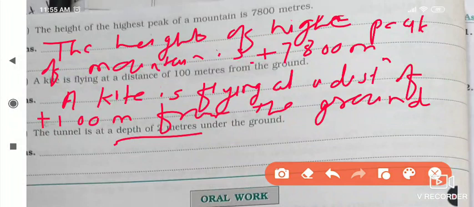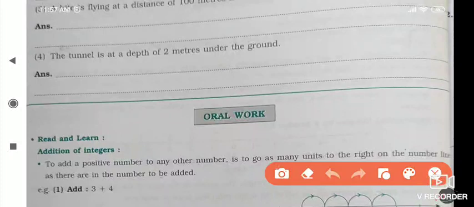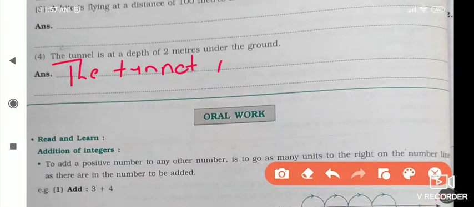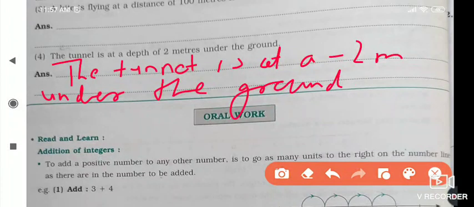Okay, so the next is the oral verse question. The tunnel is at a depth; instead of this if you are writing negative, the tunnel is at a negative 2 meter under the ground. In that way we have to write this question.